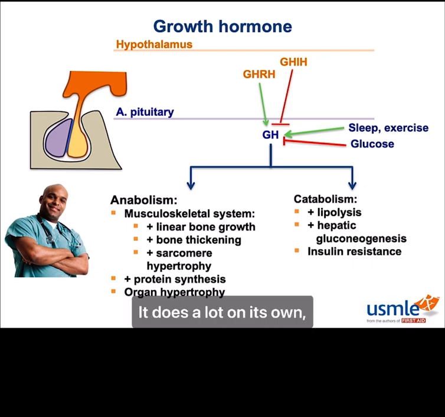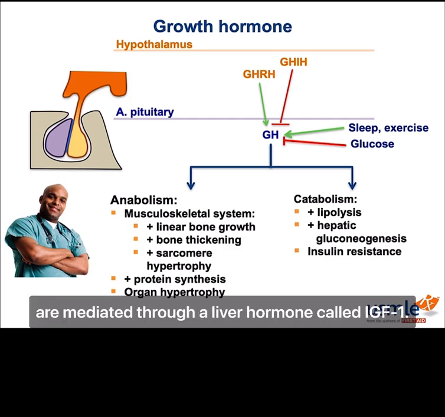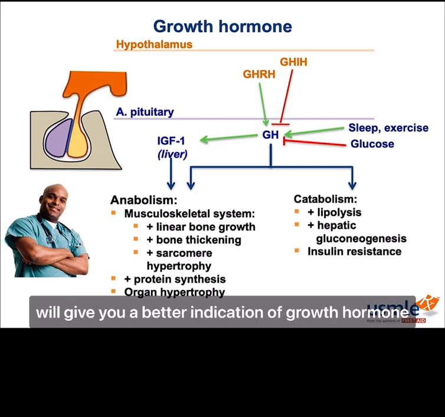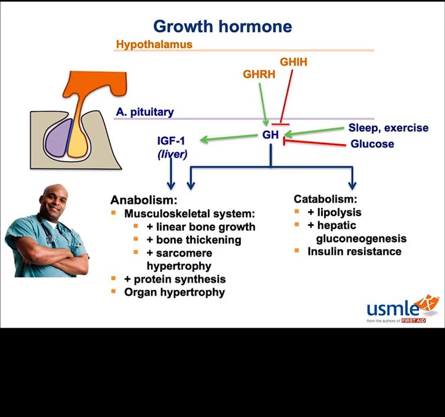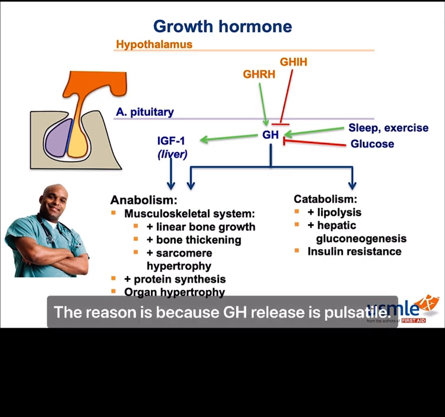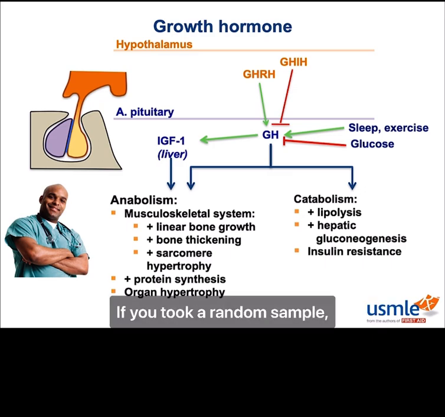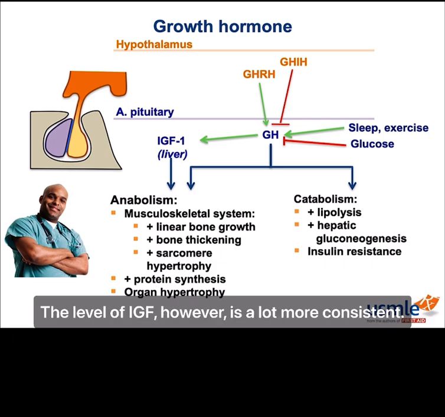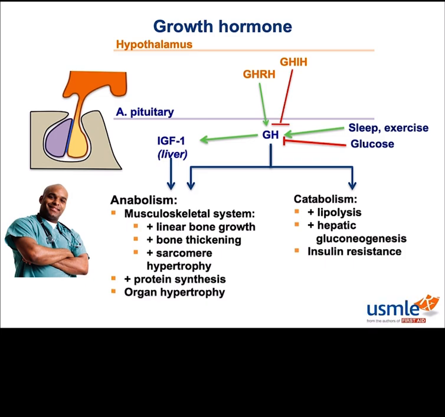It does a lot on its own, but a lot of its effects, especially the anabolic ones, are mediated through a liver hormone called IGF-1. And actually, measuring IGF-1 levels will give you a better indication of growth hormone than simply doing a random one-time GH sample. Can you guess why? The reason is because GH release is pulsatile. If you took a random sample, it could be at a peak, a trough, or anywhere in the middle. The level of IGF, however, is a lot more consistent.